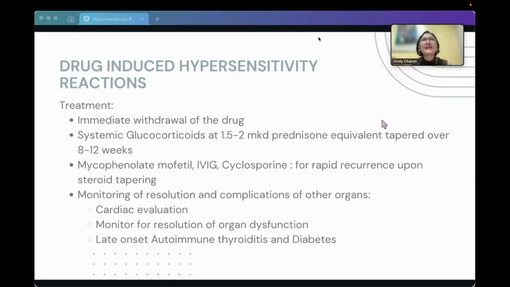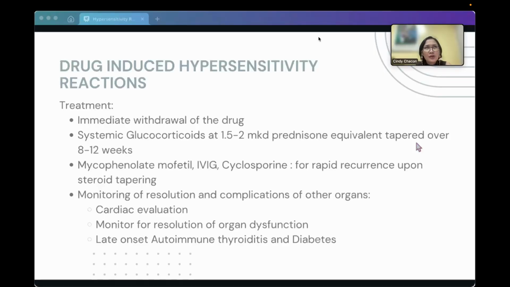In all cases, immediate withdrawal of the suspected culprit drug is required. Systemic glucocorticoids at 1.5 to 2 mkd, milligram per kilogram per day, prednisone equivalent, should be started and tapered slowly over 8 to 12 weeks. During this time of tapering, clinical symptoms and laboratories must be serially conducted.